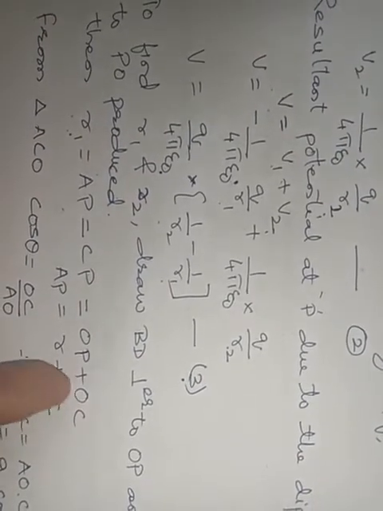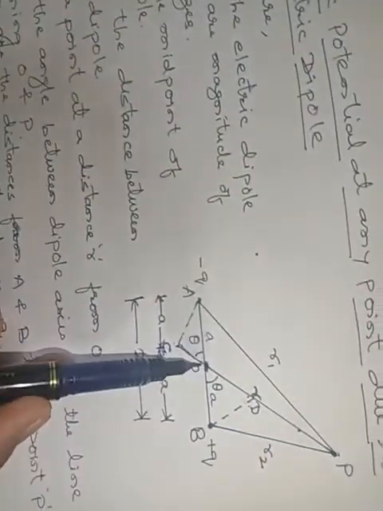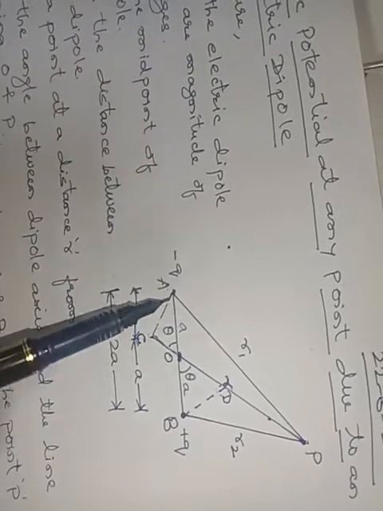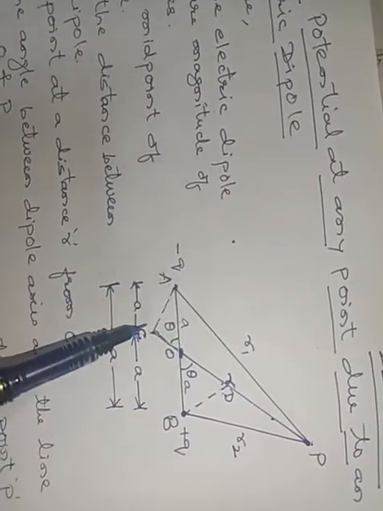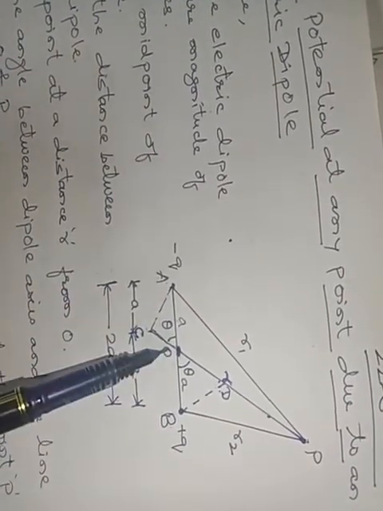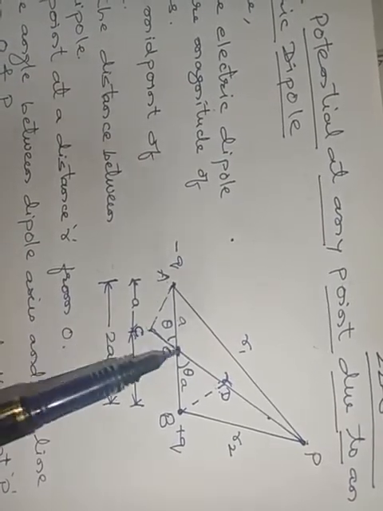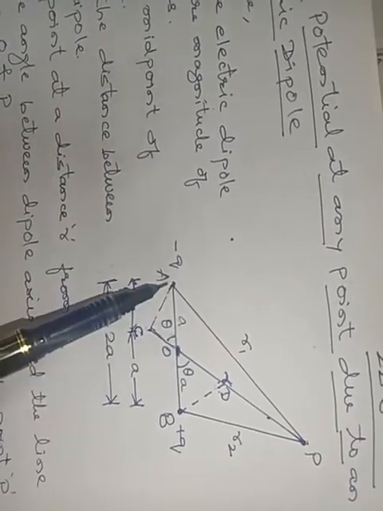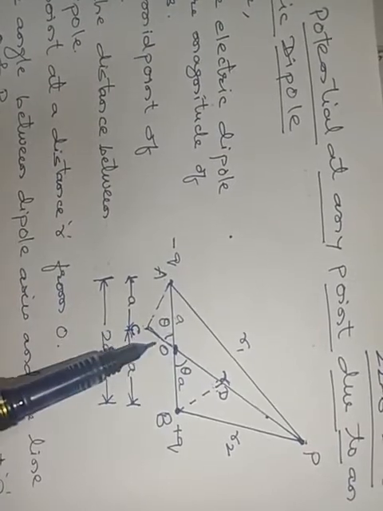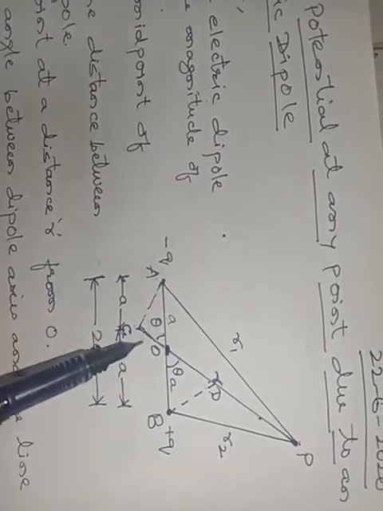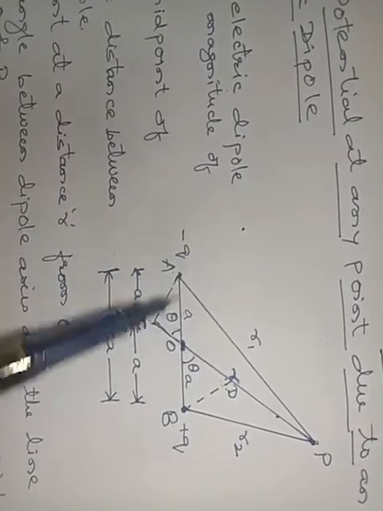So to calculate the value of OC, now I have to consider the triangle AOC. If you consider the triangle AOC, it is a right angle triangle. So in case of a right angle triangle, we know cos theta. Cos theta is equal to what now? ACO, this is the triangle. So cos theta is equal to base by hypotenuse. AO is called the hypotenuse, so CO divided by AO.